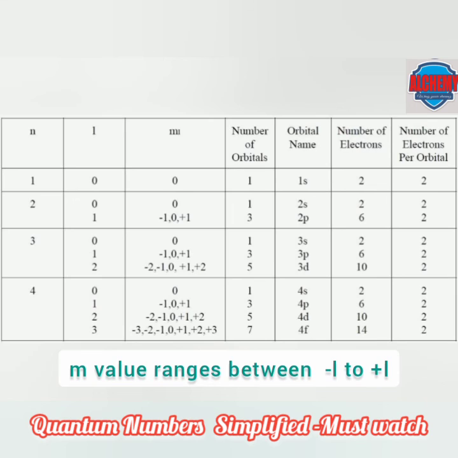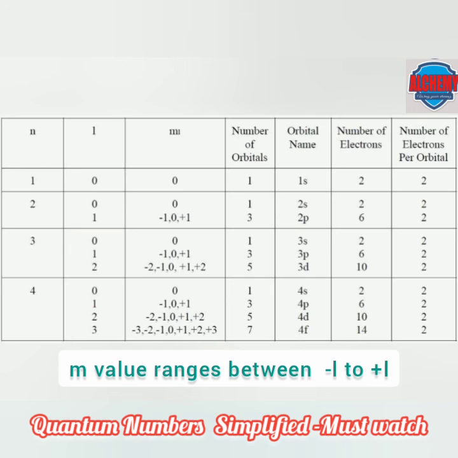This table gives the complete information regarding the 3 quantum numbers, that is principal quantum number, azimuthal quantum number and magnetic quantum number. The values of magnetic quantum number range from minus L to plus L. For example, let us consider the third shell. The third shell has got 3 subshells. They are 3S, 3P and 3D. The 3S, being an S subshell, has got only one orbital and its value is 0. Only 2 electrons can enter an orbital, so the maximum number of electrons in the 3S subshell is 2.